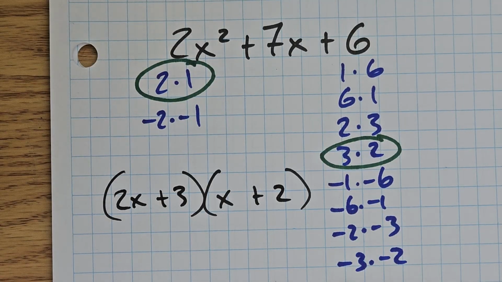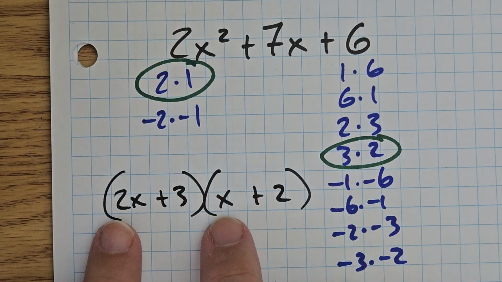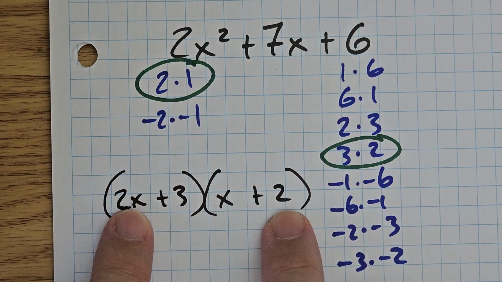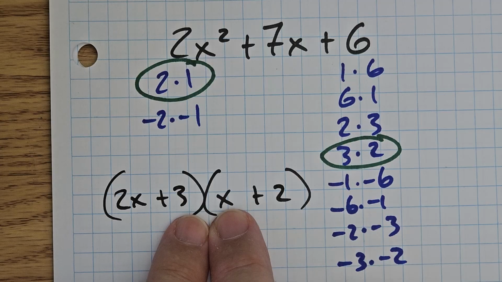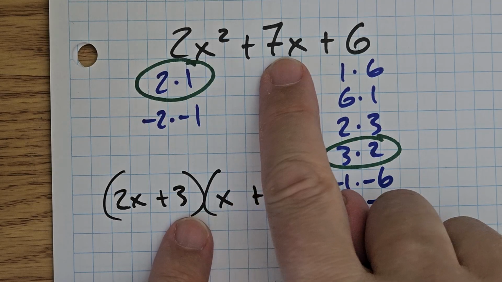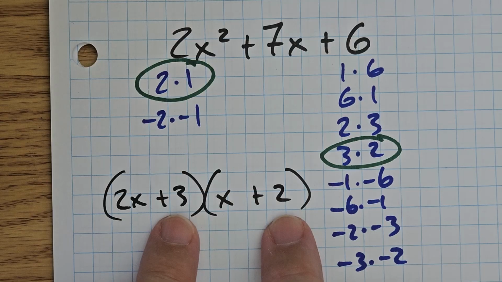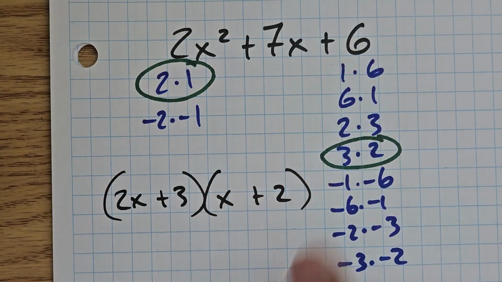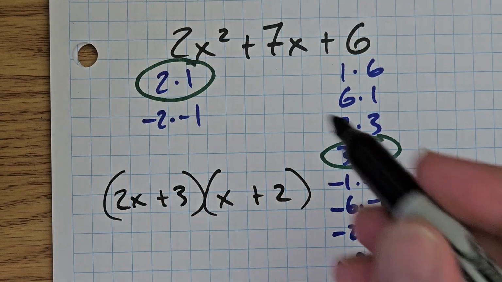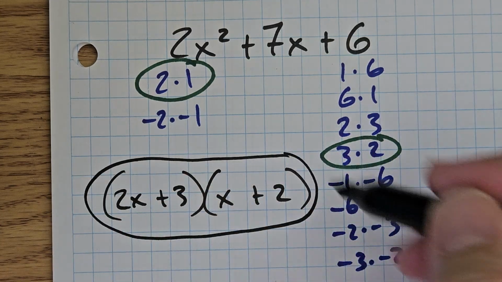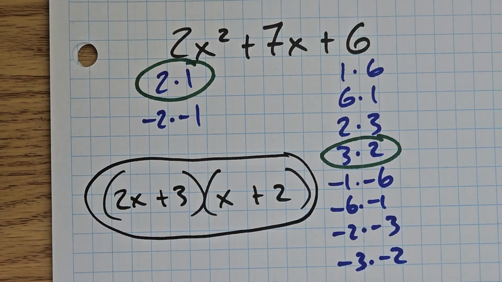Okay, and then let's check that with FOIL. First, 2x times x, 2x squared. Outside, 4x. Inside, 3x. Makes 7x. Last product, 6. So that's all there is to it. Like I said, it's kind of a pain in the butt. Might not be worth the time, especially if I had to go through every combination.